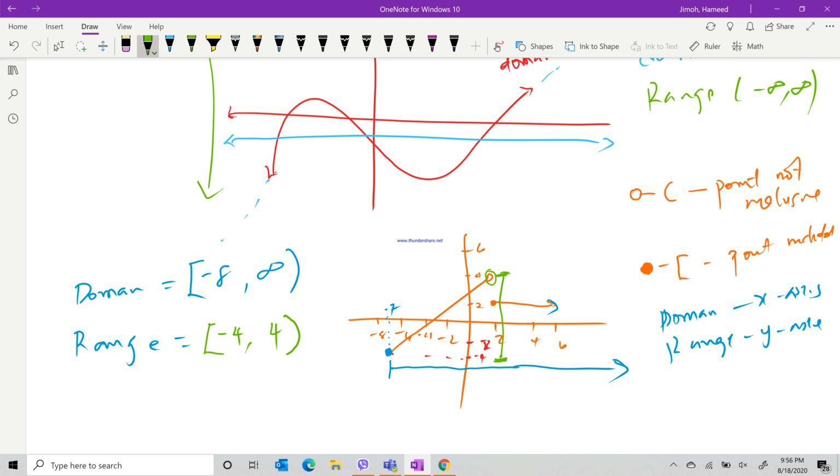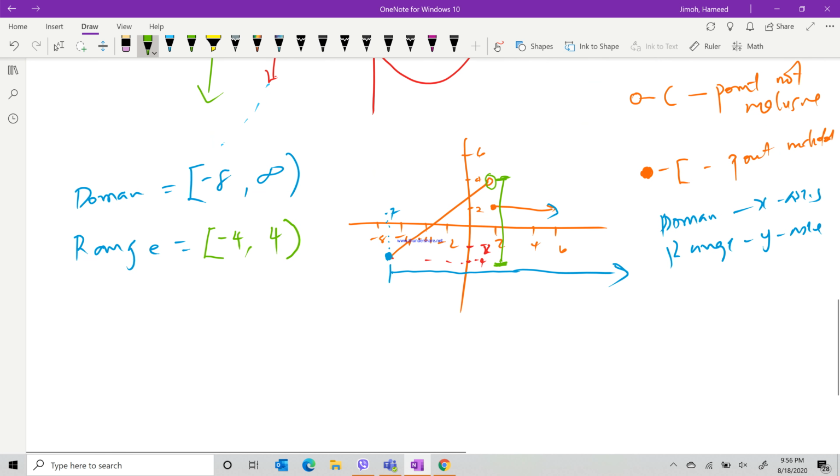Now, sometimes the question might ask you to state this interval in interval form, like we have here. Sometimes the question might want you to give your interval in terms of set builder notation. To do set builder, all you need to do is what? So you insert builder.